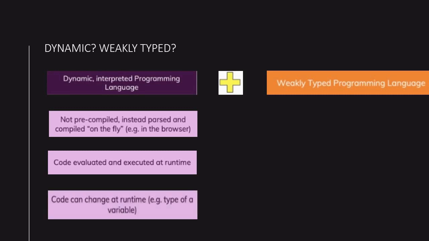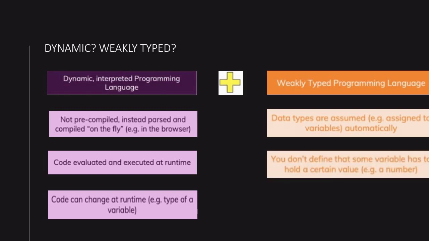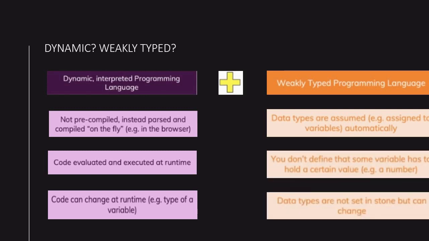Weakly typed means that data types are assumed. For example, if I have queued a number, then I don't have to give the data type. We don't have to give the same commands again. We just have to define it one time and don't have to do it again. It is assigned automatically. This is the concept of weakly typed and dynamic.